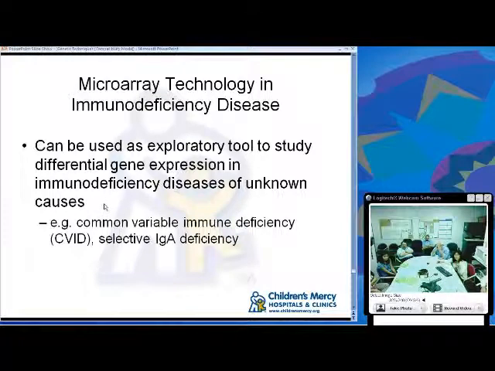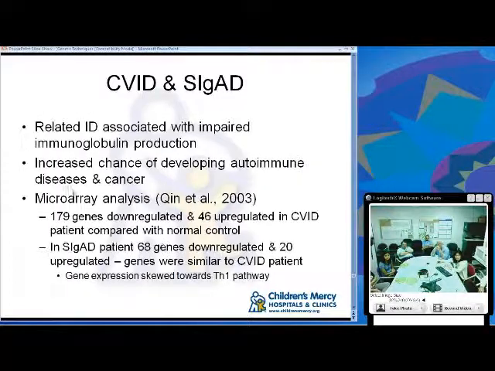And we can also use microarray as an exploratory tool to study differential gene expression in immunodeficiency diseases of unknown causes, such as CVID or selective IgA deficiency. Both diseases are associated with impaired immunoglobulin production, and they both can lead to an increased chance of developing autoimmune diseases and cancer.